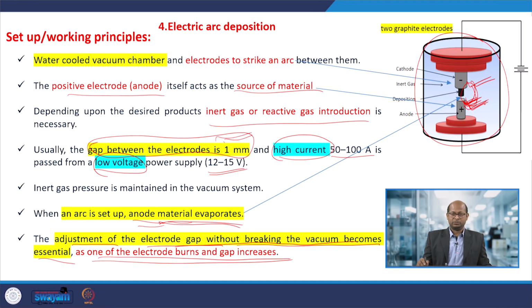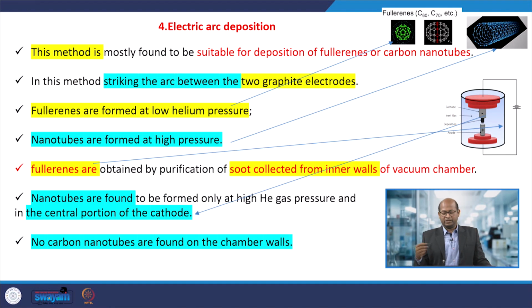So without breaking the vacuum, we can move this forward and maintain that same gap, and in this way we can continue this process and get different types of nanomaterials, fullerenes and carbon nanotubes. Okay, so the vacuum inside is very important. When we are going to prepare either fullerenes or carbon nanotubes, which one are we going to prepare in this particular method?